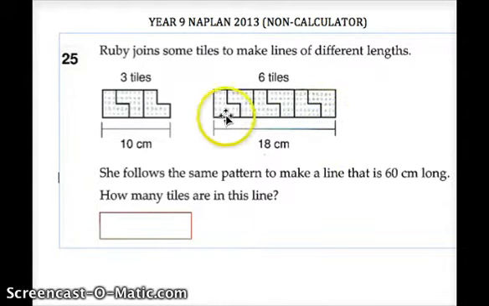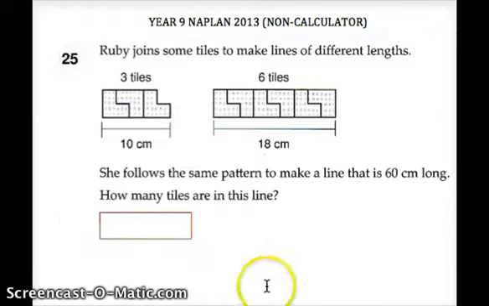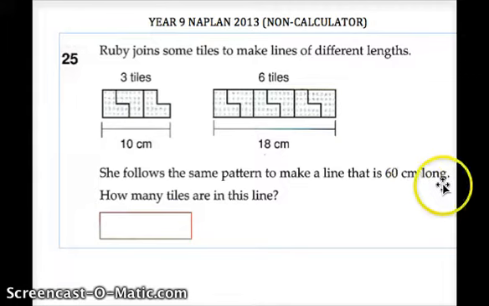Notice that this second shape, the ends are straight down. And with the first shape, this first end here goes straight down, but this end here there's a gap missing there. So Ruby follows the same pattern to make a line that is 60 centimetres long.